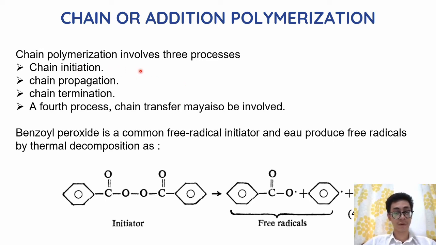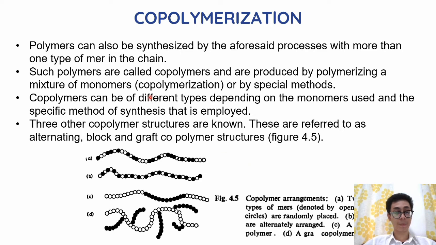Chain or addition polymerization. Chain polymerization involves three processes: chain initiation, chain propagation, and chain termination. A fourth process, chain transfer, may also be involved. Benzoyl peroxide is a common free radical initiator and produces free radicals by thermal decomposition.